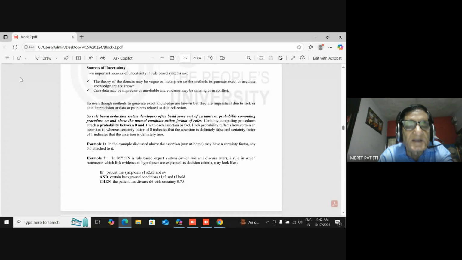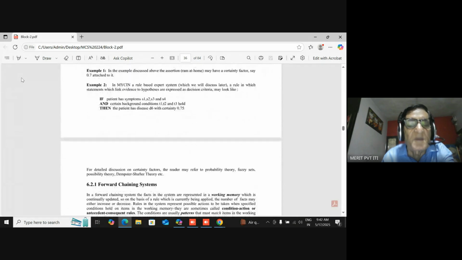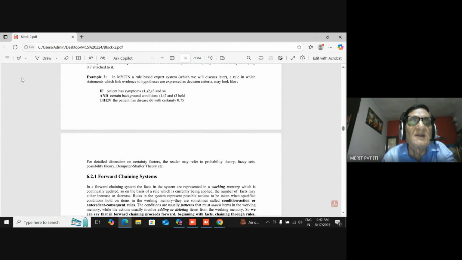If the patient has symptoms S1, S2, S3, S4, and certain background conditions T1, T2, T3 hold, then the patient has disease D6 with certainty 0.75. So it doesn't say it is perfectly like this. It says it is up to 0.75, or 0.8, 0.7, 0.5 and all that. So that type of thing.